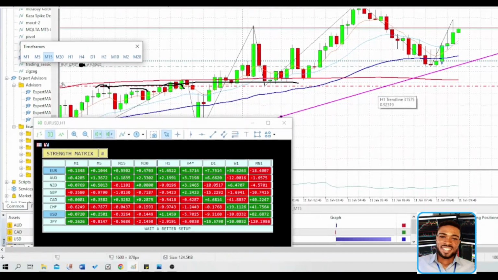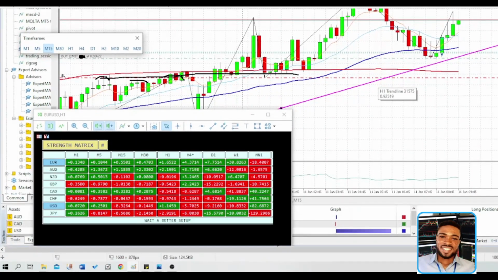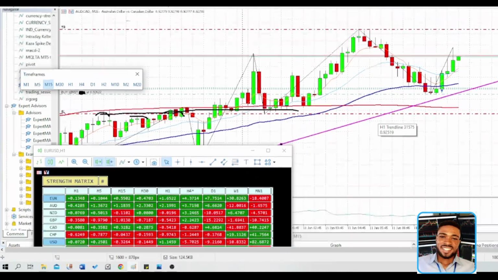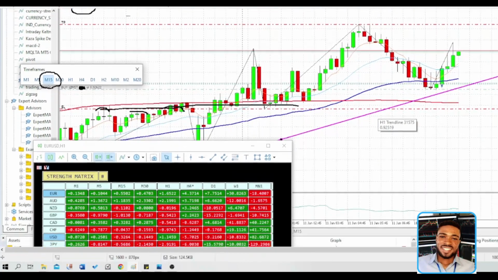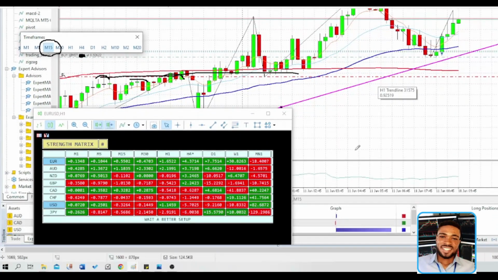My strategy is based on currency strength, so I use the currency strength meter. On this particular day, it was AUD/CAD, right? M15. Keep it in your head. AUD with the Canadian dollar, M15 time frame. So what do I have to look for on the currency strength meter?